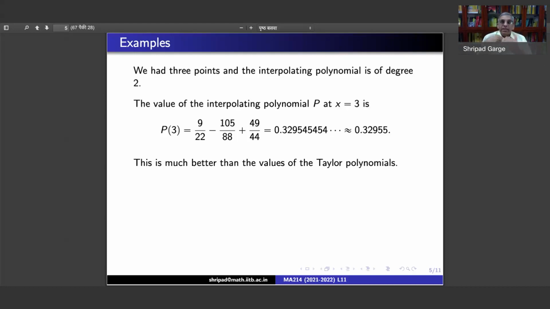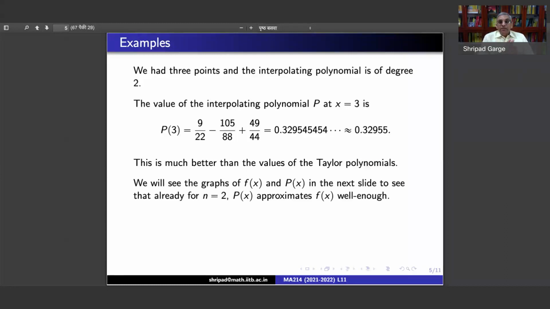So that we can compute the value of the resulting interpolating polynomial at 3 and see how much better it is than the Taylor polynomial. We can actually also plot the graph. We will see the graph of f(x), which is 1 upon x, that's the hyperbola, and we will see how this polynomial behaves with that. This is a quadratic polynomial, so it's some sort of a parabola.